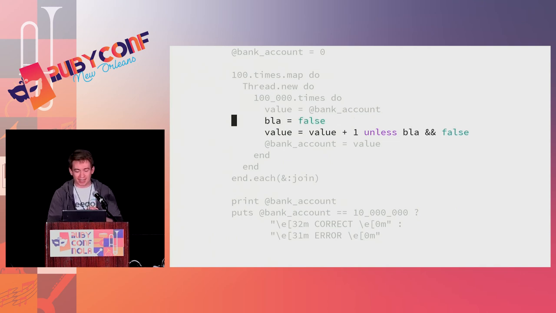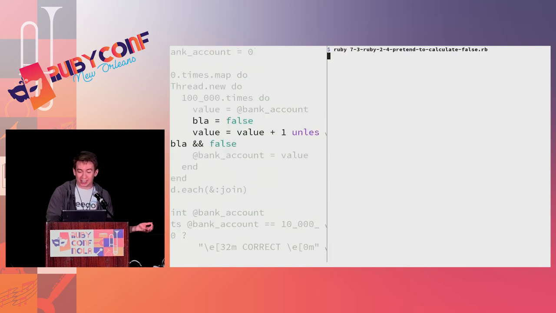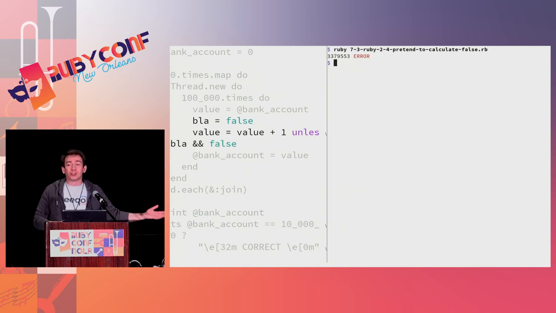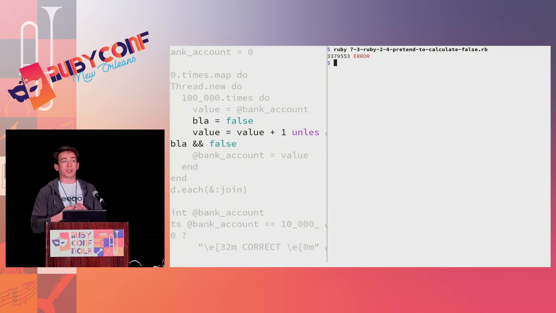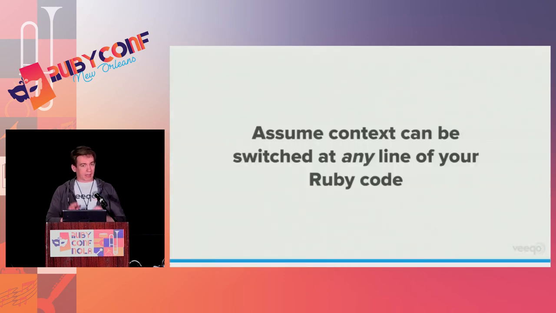So if I play a little trick and pretend that I'm actually calculating here, the error comes back. And then in the next version, it can disappear again, and then it can appear again and again. Again, that's because these are undocumented peculiarities of an interpreter. So another take-home thing today: assume context can be switched at any line of your Ruby code. The only safe thing to do.